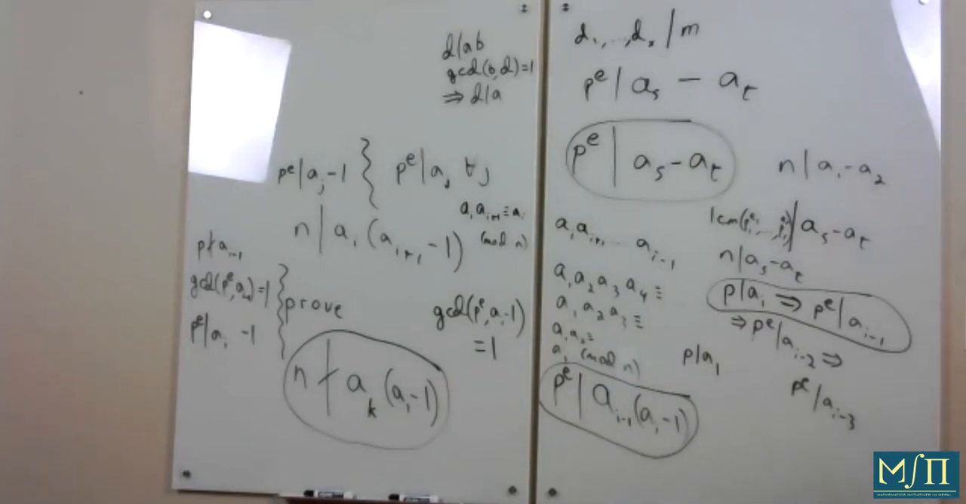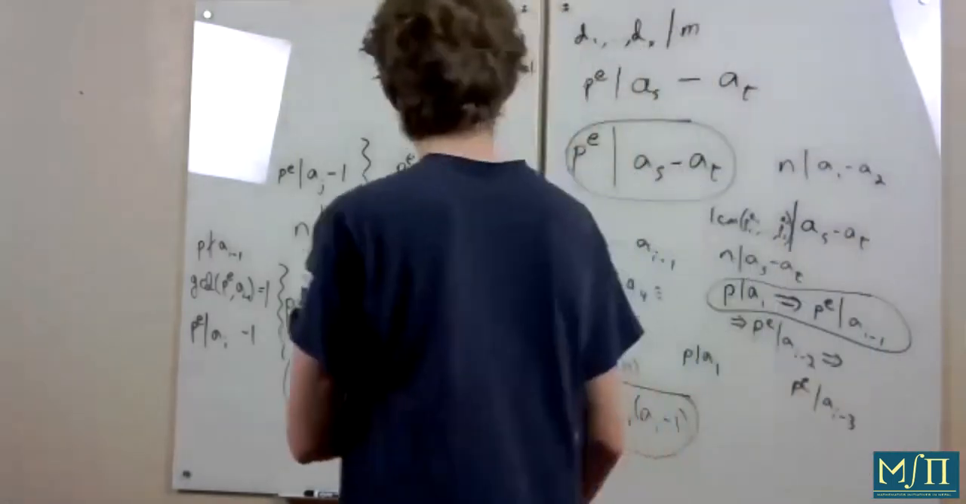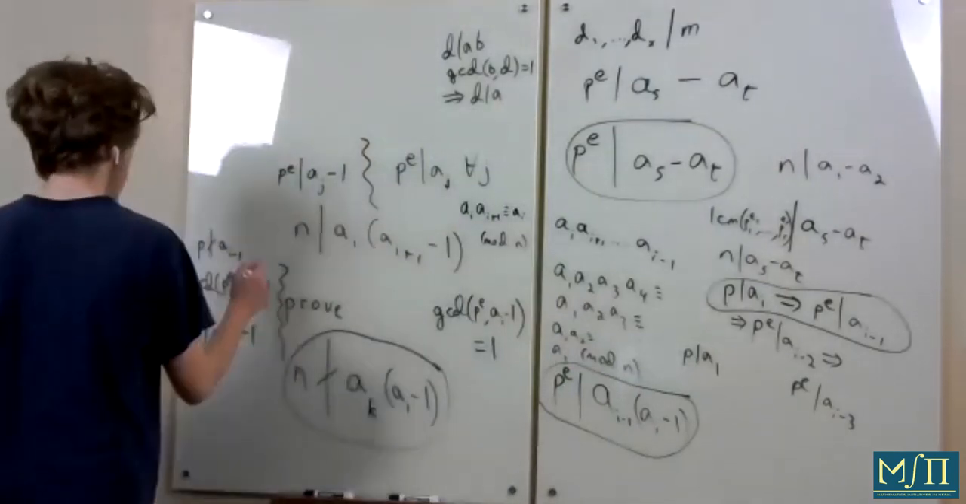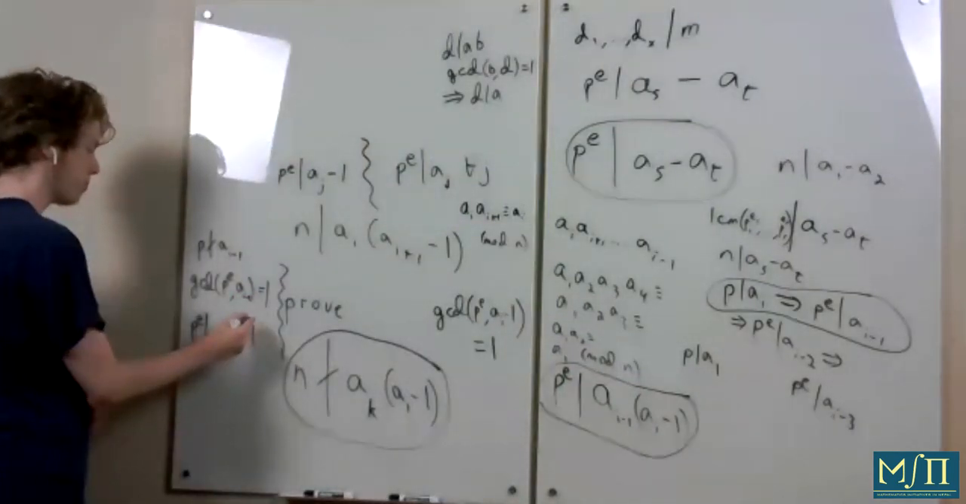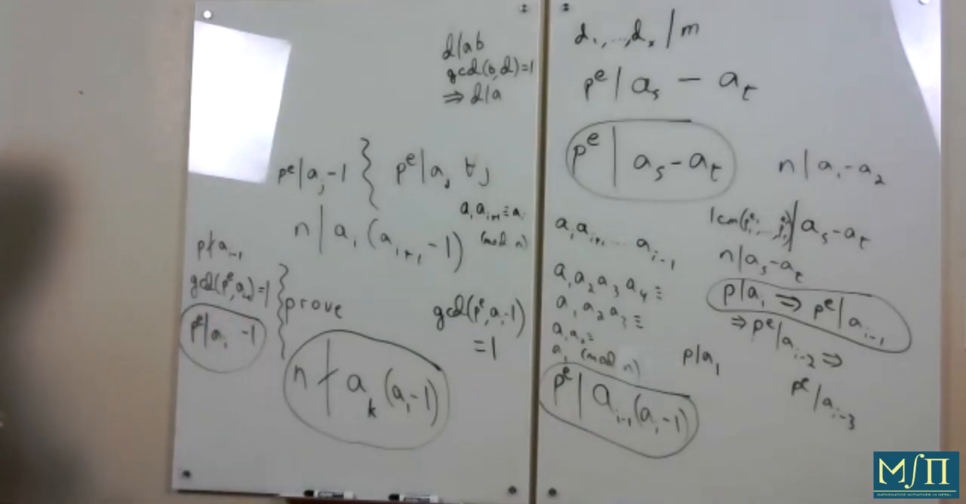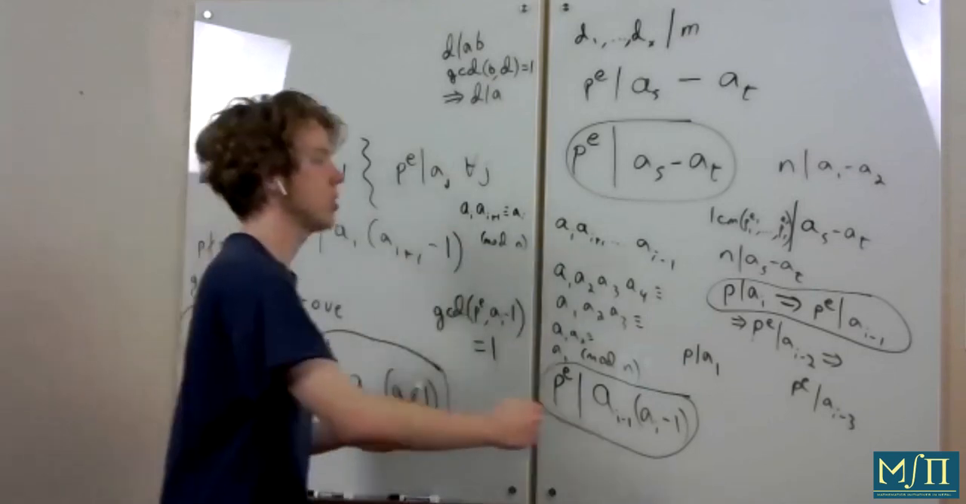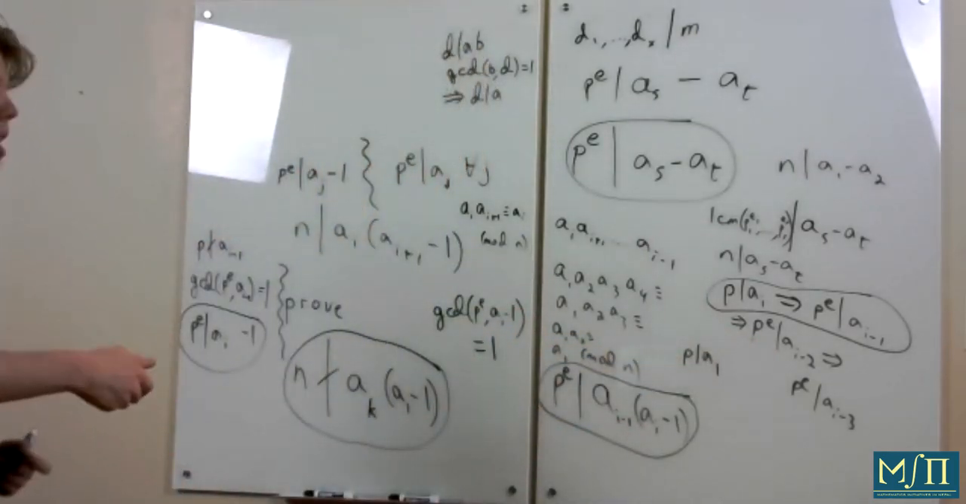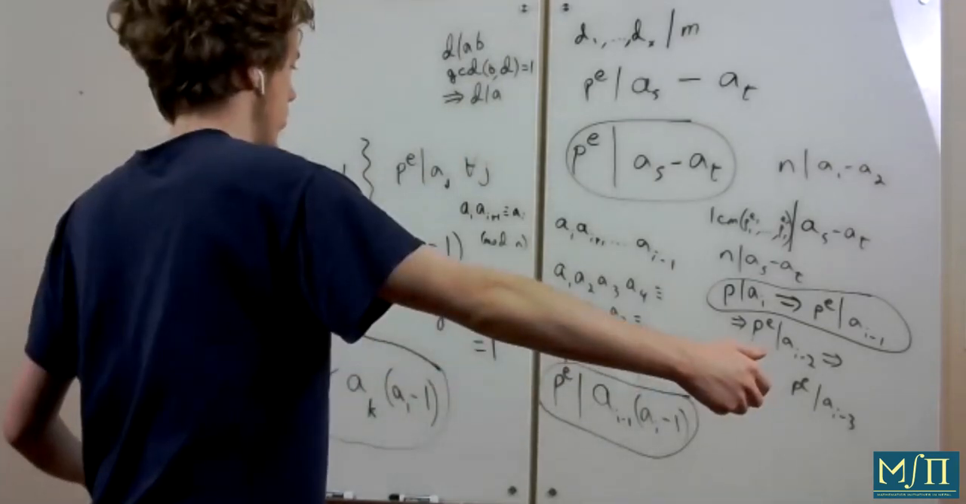The other case is that p doesn't divide any of the numbers, in which case we did some reasoning, maybe I erased it, to get that p to the e divides each of the numbers minus 1. So those are the only two cases: for each prime power, either it divides all the numbers in the one case, or it divides all the numbers minus 1 in the other case.